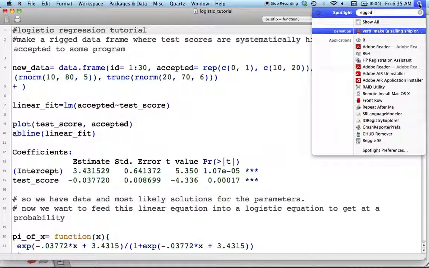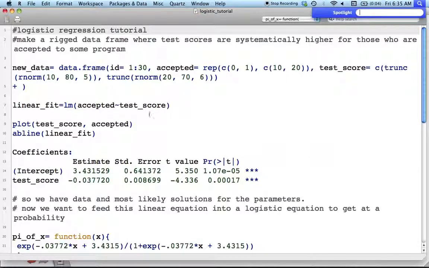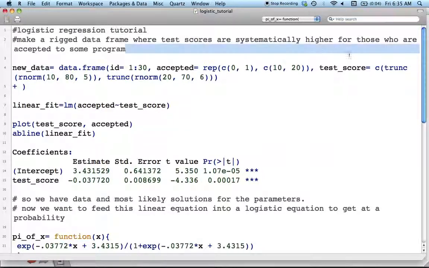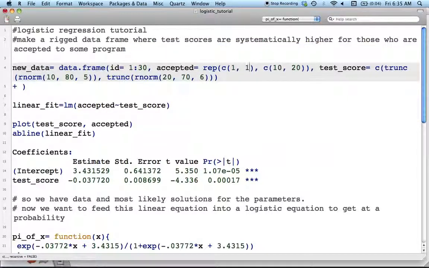So we're going to rig this data frame where we're saying basically that test scores are systematically higher for those who are accepted to the program. The way I'm going to quote-unquote rig it is, for my accepted, I've decided to do 10 people, and I'm actually going to switch this because I said I wanted accepted to be 1 and rejected to be 0. So 10 people got in, and 20 people didn't.